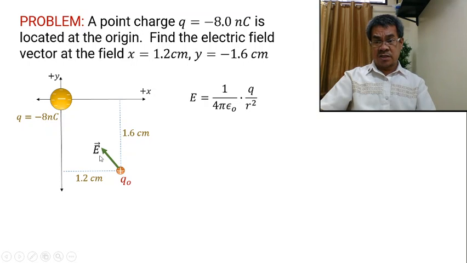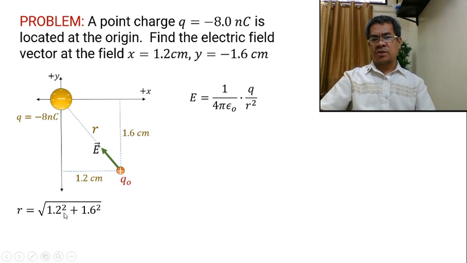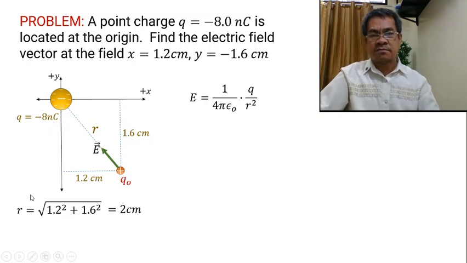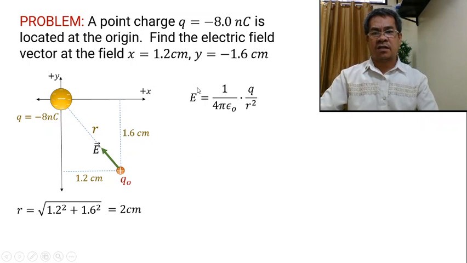So we need this one. How much is the distance from this point toward that point? The answer is very simple. Take note that this is a right triangle whose hypotenuse is r, and whose sides are 1.6 and 1.2. Using the Pythagorean theorem, r is the square root of 1.2 squared plus 1.6 squared. Then calculate, and the answer is 2 centimeters, which means that this point is 2 centimeters away from the center of this charge.